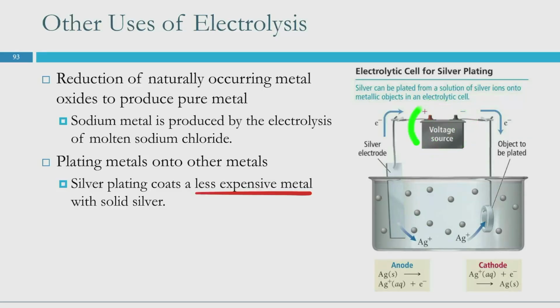So again, we've got a voltage source, we've got a silver electrode that's going to be putting silver ions into solution, and then we've got the object that we want to be plated that's going to be picking up the silver ions in solution. We don't have a salt bridge here because we are actually trying to move our silver from this electrode to the other electrode. So we want our ions to be flowing around in solution instead of having them completely separated.